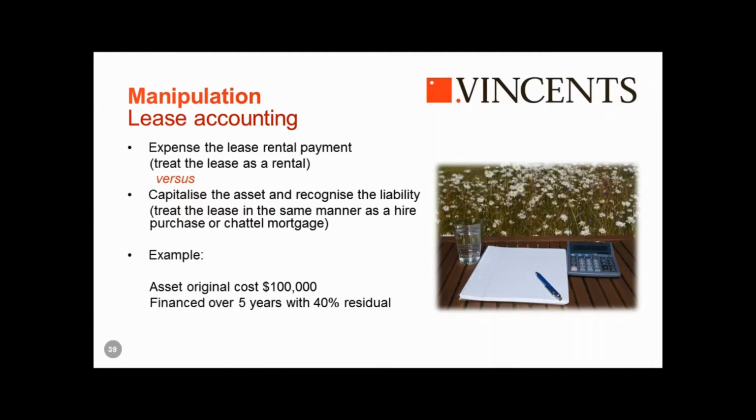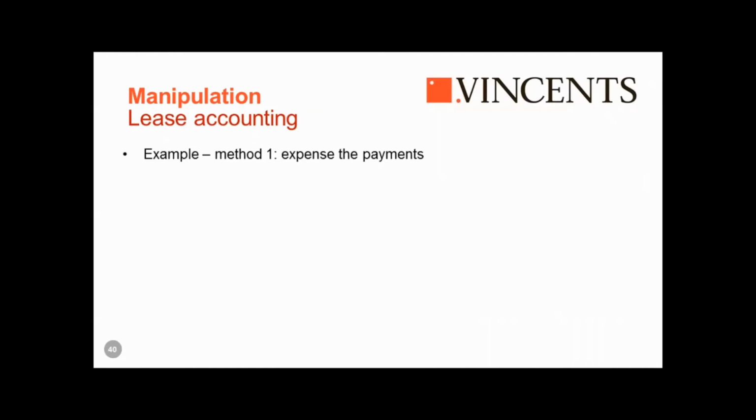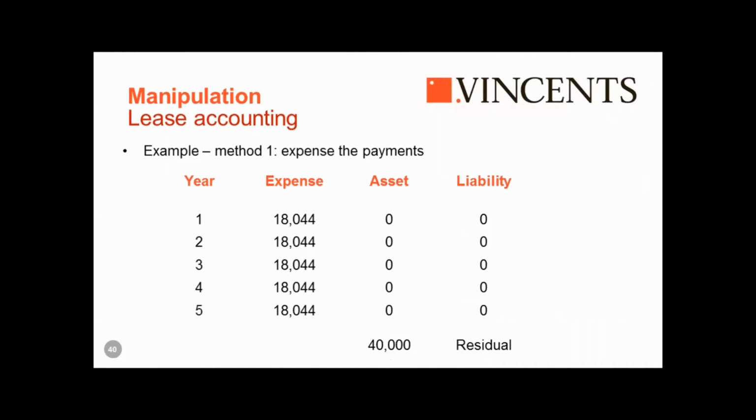So a quick example there. We've got a $100,000 asset over 5 years, and it's 40% to pay at the end. So if we expense everything, which is what the tax office says you can do, your profit and loss statement might show $18,000 for the leases every year, and there's no asset and no liability on the balance sheet.